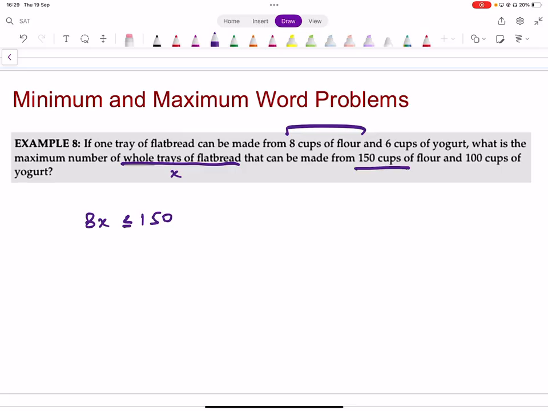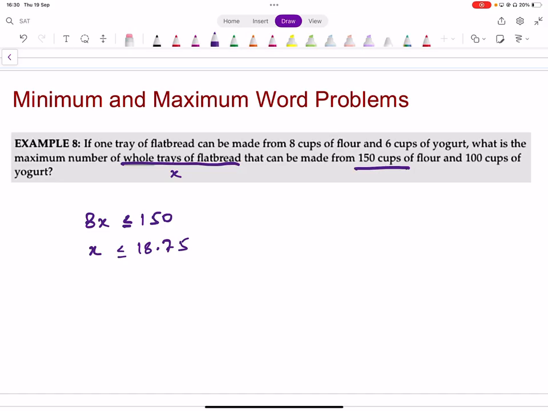Each tray requires 8 cups of flour. So 8 times X has to be less than or equal to 150. Right? That's one condition that we have. Now, this gives you X less than or equal to 150 over 8. What's that? 150 over 8 is 18.75. But that's not the only condition.